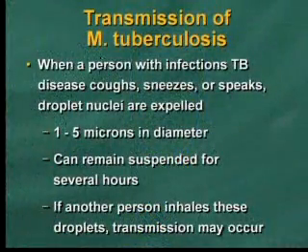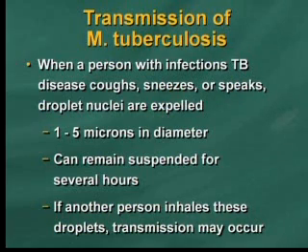When a person with infectious TB disease coughs, sneezes, or speaks, droplet nuclei are expelled. These are small, just microns in diameter. They can remain suspended for several hours, and that is contingent upon the temperature also in the room. If another person inhales these droplets, transmission can occur.